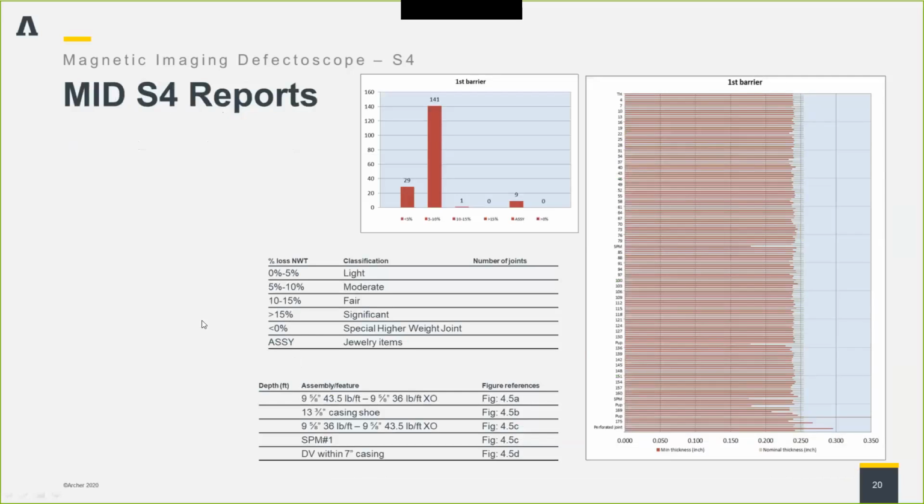The way we can report the data, we can do the full statistical analysis. We can present that in various different ways, either with absolute thickness, metal loss, percentages, etc. We can do this individually for the first barrier, second barrier, third barrier, etc. So we can present this in many different ways.